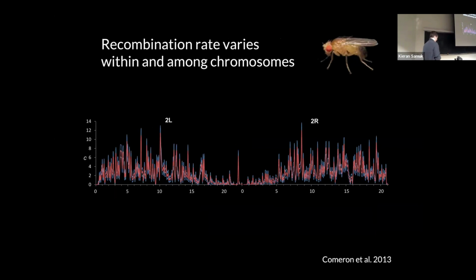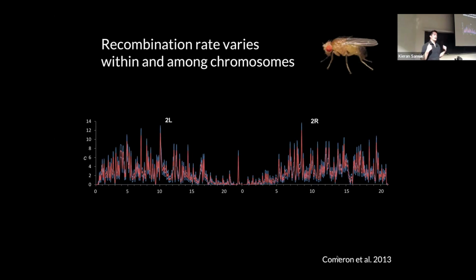So another really fascinating thing about recombination rate, we're still learning a lot about this, is that it varies at almost all biological scales that we look at. So this is one you probably are familiar with. Recombination rate can vary within and among chromosomes. This is some work from Josep Comaron. This is the second chromosome of Drosophila melanogaster, the two arms tagged there. On the y-axis, we have crossover rate. On the x-axis, we have coordinates relative to the centromere.